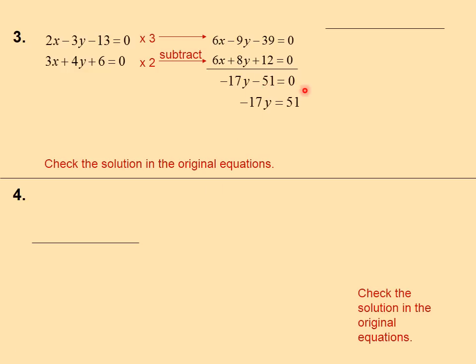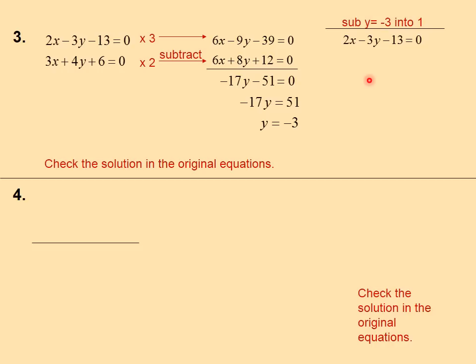Just keep everything where it is, and you can subtract or add that way. Now I can move the 51 over to the other side. It's positive. Divide it, negative 17 is going to swing underneath. 51 divided by negative 17 is negative 3. So I solved for y first this time. It doesn't matter if you solve for x or y first. And that just is going to go into one of our original equations.